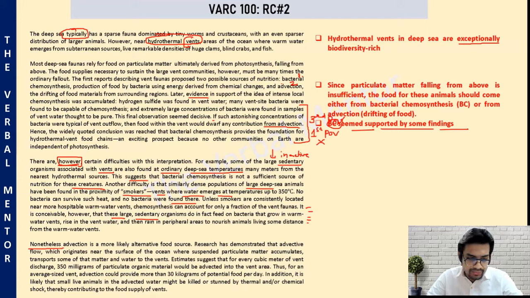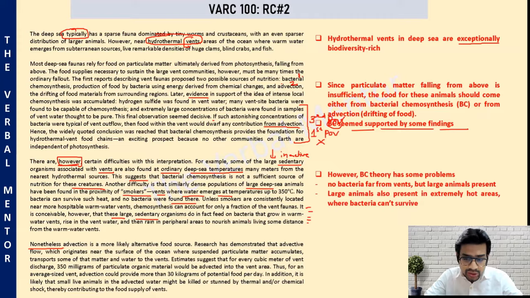finally, the author says, nonetheless. Before that, what is the summary of the third paragraph? Clearly, he has stated the summary in the first line of the third paragraph itself. He says there are, however, certain difficulties with this interpretation, and he points out two difficulties. If bacterial chemosynthesis were the source, large animals should reside only near hydrothermal vents, which have high populations of bacteria. But large animals also reside in other areas which do not have hydrothermal vents at all, or which have vents at 350 degrees Celsius, extremely hot, where bacteria can't survive. So these are the two difficulties. In short, he's telling us that the BC theory, bacterial chemosynthesis theory, is insufficient to account for the food supply of vent communities, or else large animals would not be found elsewhere.